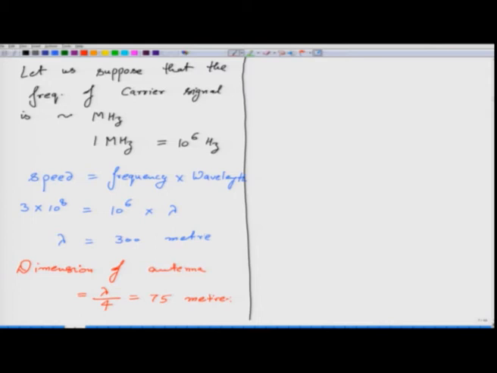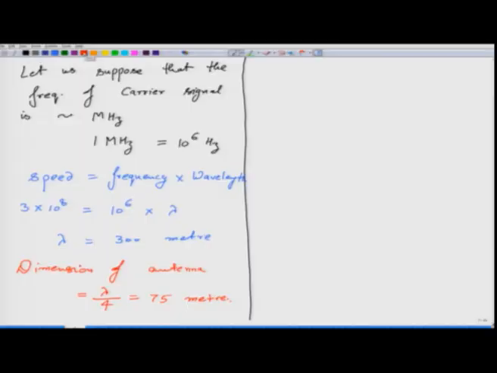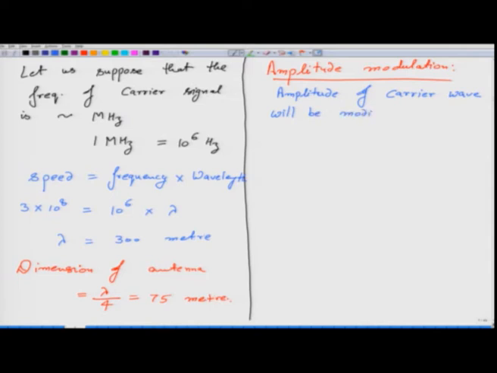Now, compare this 75 meter to 25 kilometers. So, this antenna can be easily made. We see that if we are using a carrier signal which has a very high frequency, the dimension of the antenna is drastically reduced. Now, let us focus on the first type of modulation, which is amplitude modulation. As I said, in amplitude modulation, the amplitude of the carrier wave or carrier signal will be modified in accordance with your information signal.